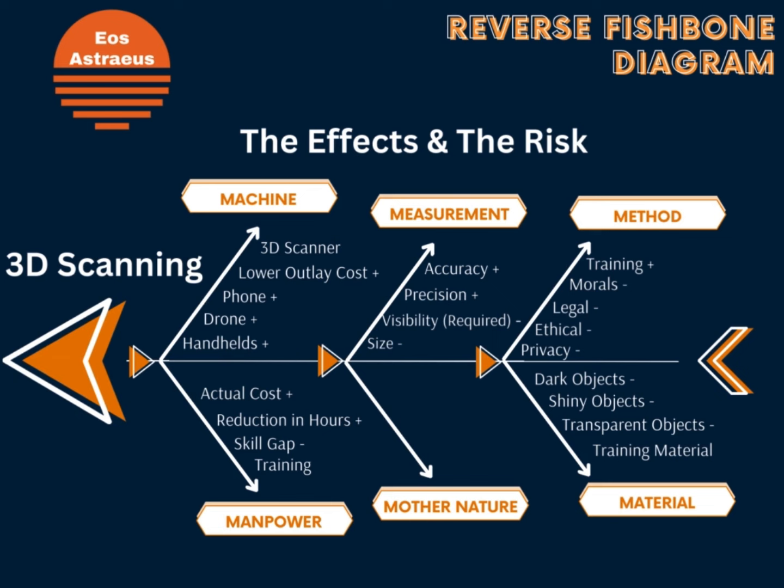When it comes to materials, the negative risks, the negative impacts that you need to watch out for are dark objects, shiny objects, and transparent objects. Scanners have a difficult time scanning those types of materials. Measurements, very accurate, very precise, depending on the type of 3D scanner you require. When it comes to visibility, negative impact as well there.